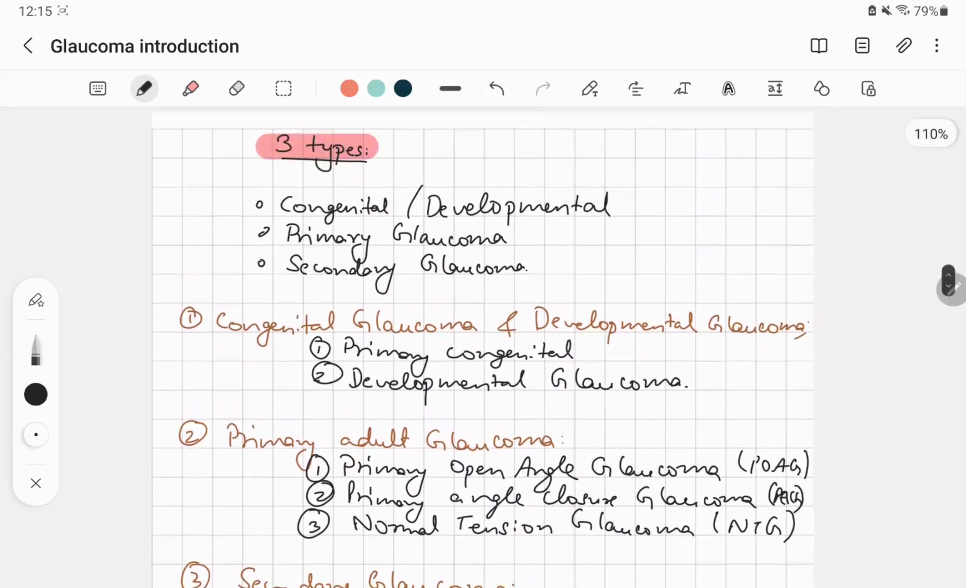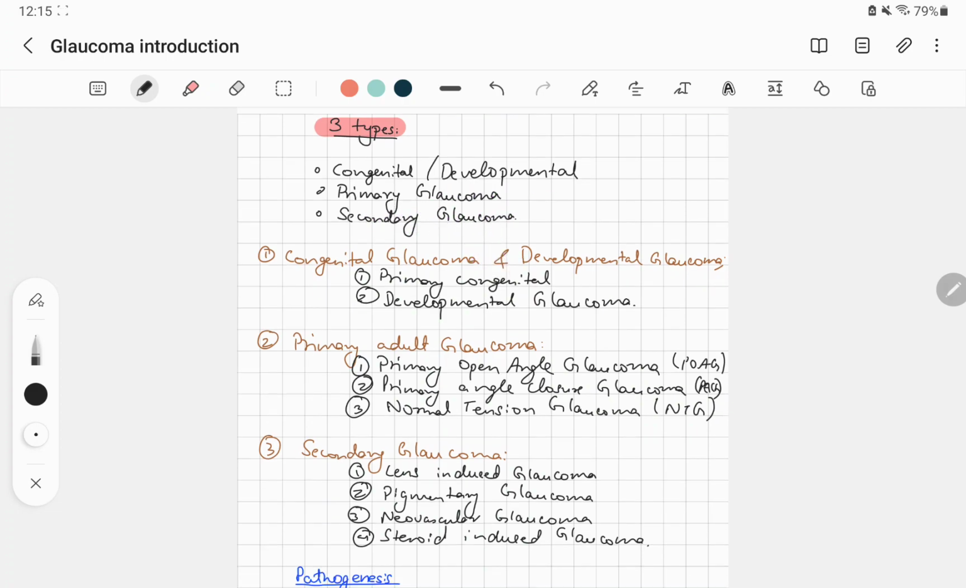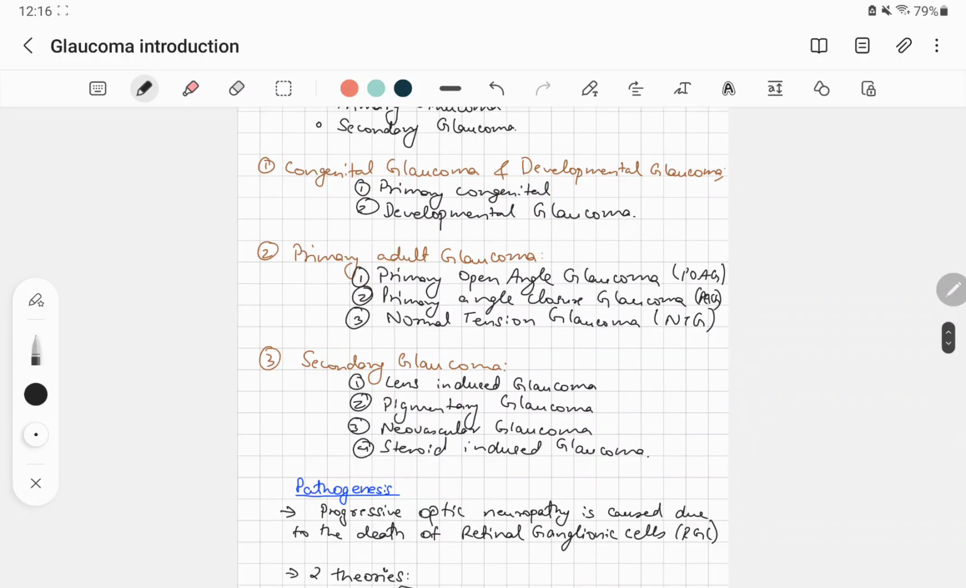So let's discuss the types of glaucoma. It is congenital or developmental glaucoma, and primary and secondary glaucoma. Congenital glaucoma and developmental glaucoma are primarily congenital or developmental glaucoma.